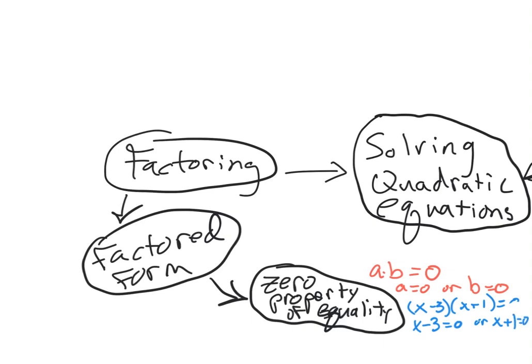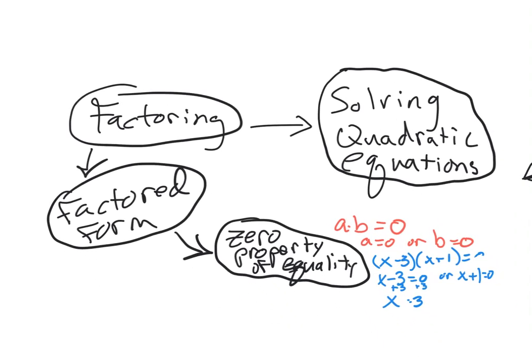And then you can solve these just like linear equations. So you would add 3 to both sides, and you get x equals 3. Or you would subtract 1 from both sides and you get x equals minus 1. So that's how we're going to be using the zero property of equality to solve our quadratic equations.